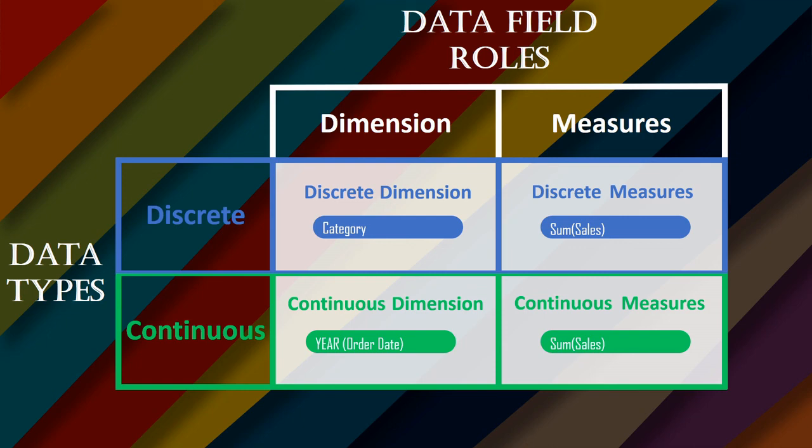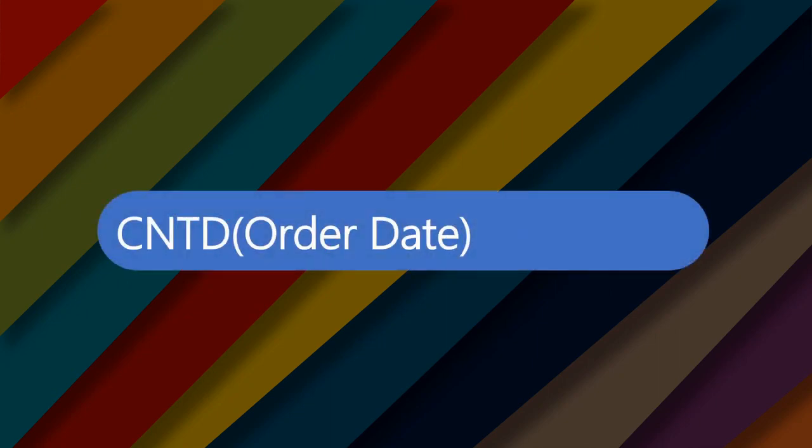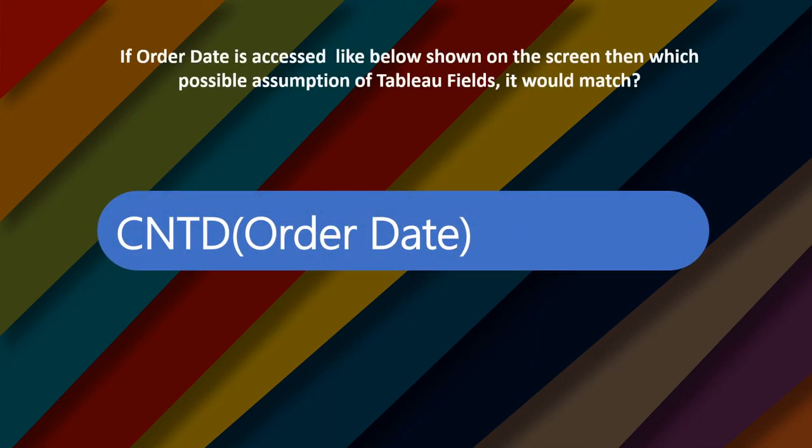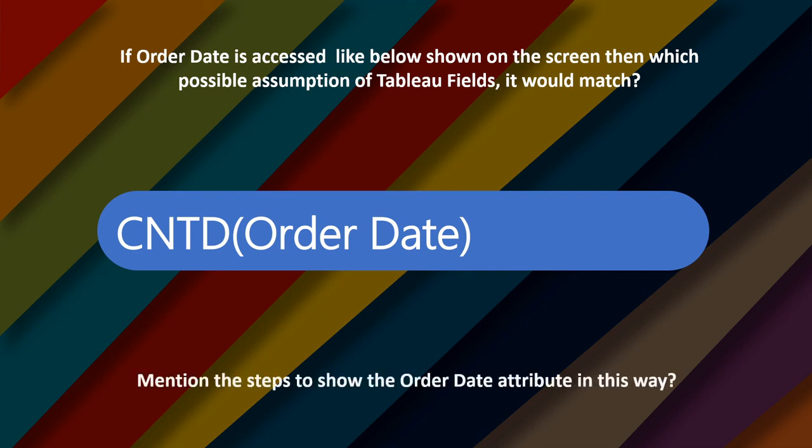So this was about the implementation video. I suppose now you all are well equipped with the concept. So now try to answer: if order date is displayed like this shown on the screen, then which possible assumption of Tableau fields would it match? I repeat it again, if order date is displayed like shown on the screen, then which possible assumption of Tableau fields would it match? And also mention the steps to show the order date attribute in the way mentioned above.